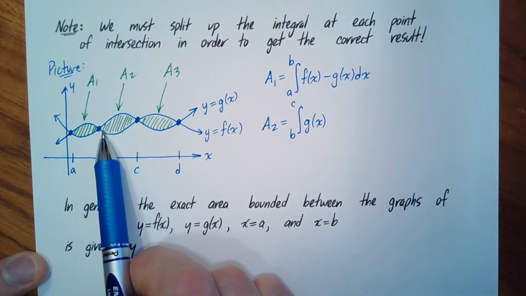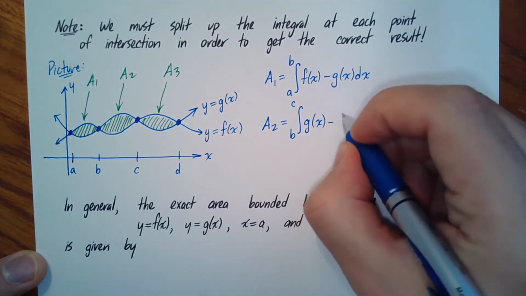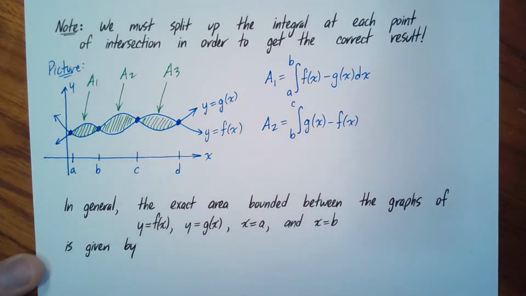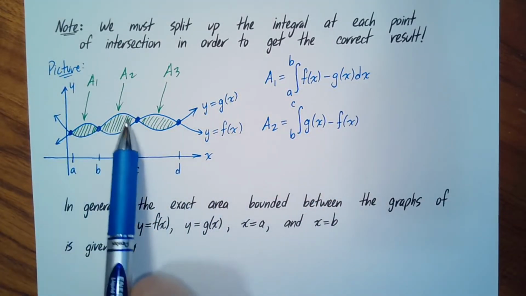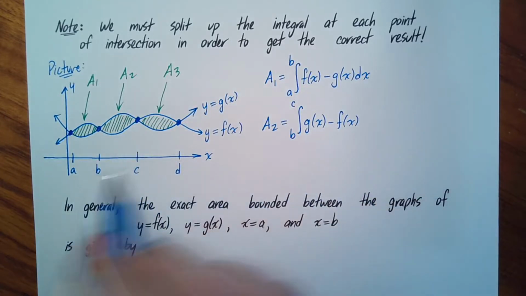You would check carefully. So this is going to be f of x. So f of x is going to be the lower function. So they traded places, right? They traded roles. For the second region, g is actually the upper function and f is the lower function. And their bounds were b to c.